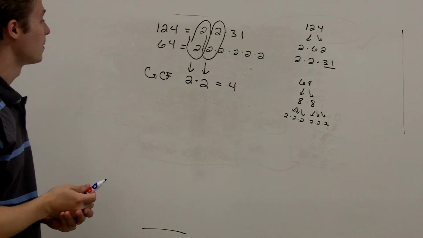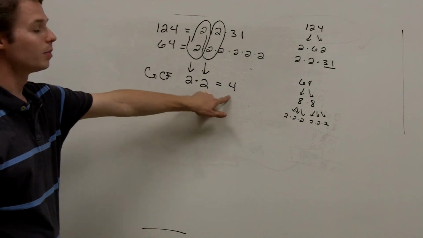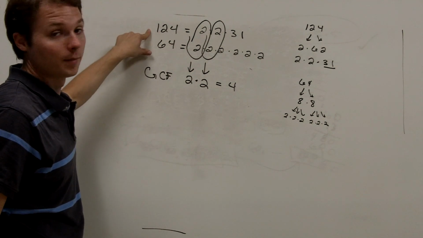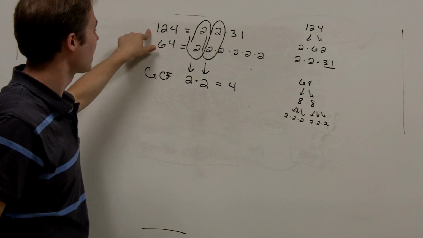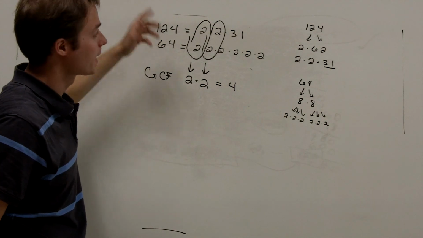It's not very big. Maybe we were expecting a little bit bigger number, but in this case, the greatest common factor is 4. This is the biggest number that will divide into both of these numbers at the same time. So something like 8 will divide into 64, but it won't divide into 124. And that's what we're doing here.